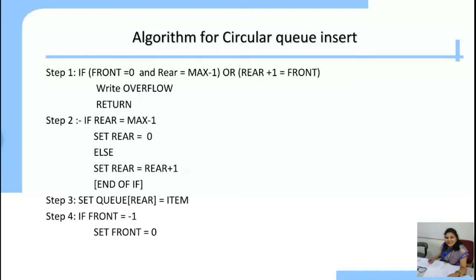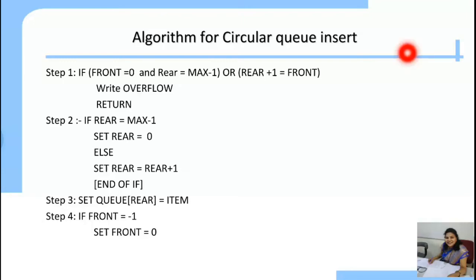And then if front is equal to minus 1, then set front is equal to 0. Same as the linear queue. If your front is minus 1, means if you are inserting the first element into the circular queue, so while incrementing the rear, you have to increment the front also.